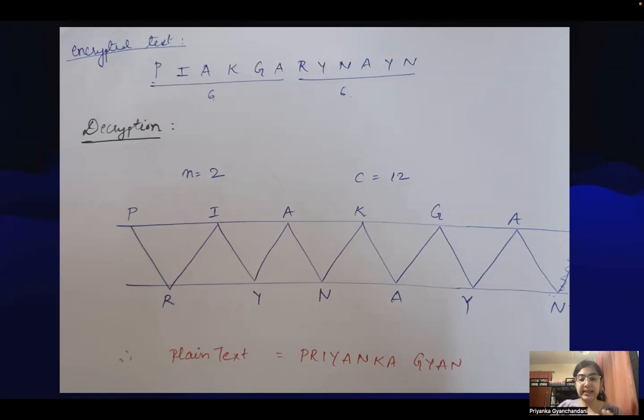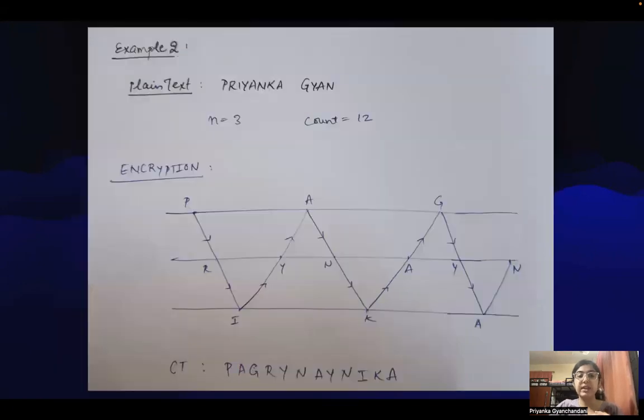Now we'll see the second example. Now, if we are given n is equal to 3, three rails, how will we do the encryption and decryption using the rail-fence cipher technique? So here it will be the 3 rails, and again in the zigzag manner, we are going to obtain the ciphertext, and we'll again decrypt it and get the plain text.